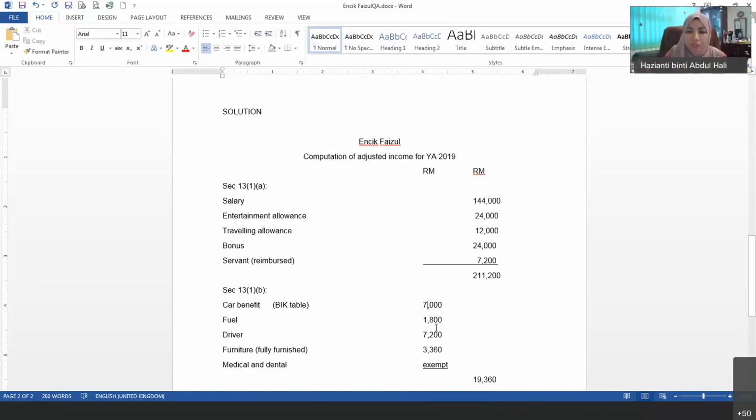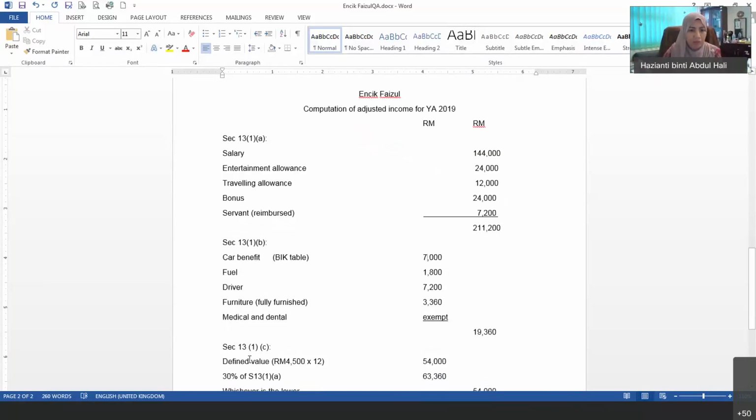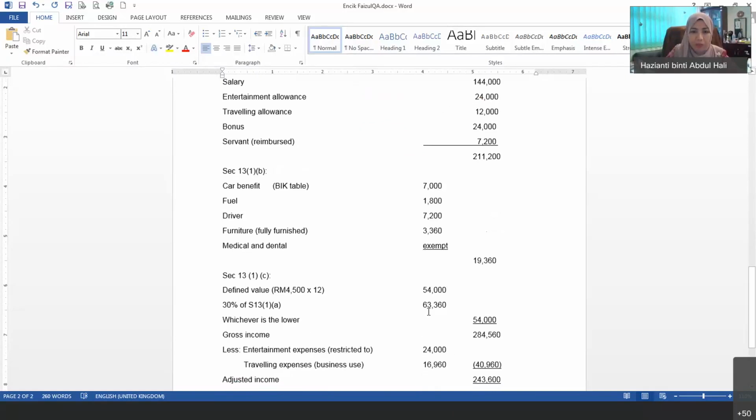Okay, so this would be your section 31B, 19,360, and then we have to move on to section 31C, all right? So remember the defined value, because this is a fully furnished bungalow, but you are given a value of the furniture, which is 500, all right? So the value of the rental is 5,000. You have to minus 500, that will give you 4,500 times 12 for 1 year. So that will give us 54,000. Okay, and for section 31A, 30% of 31A, that will give you 63,360, and we will get a lower figure, which is 54,000.